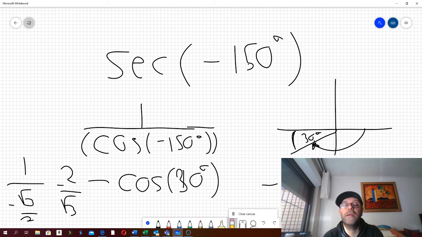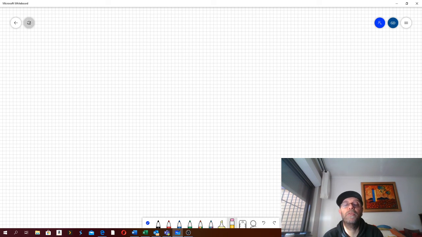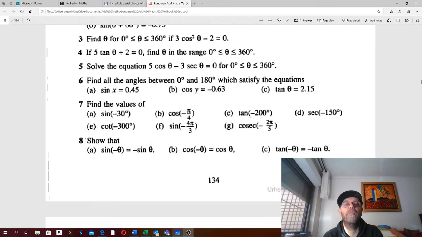You should be able to try the couple of those further on there: the cot, the sine of 4 pi over 3 and the cosec of minus 2 pi over 3. Those should all be done.